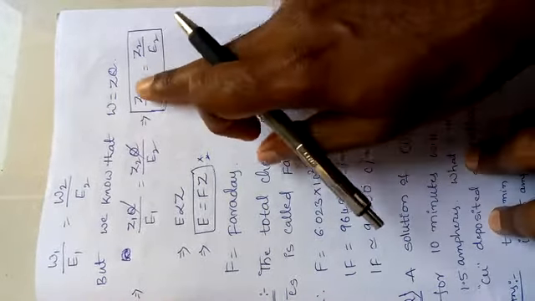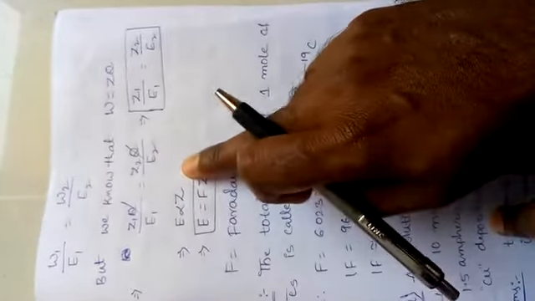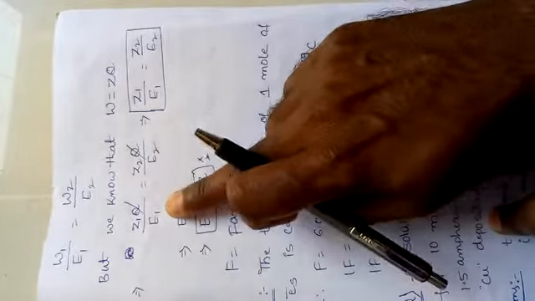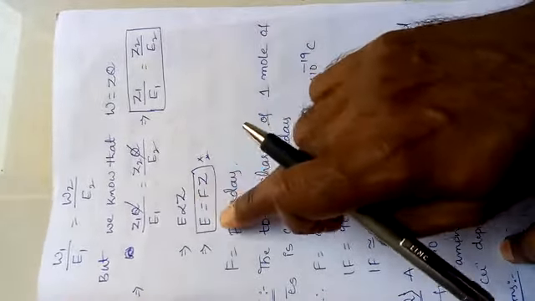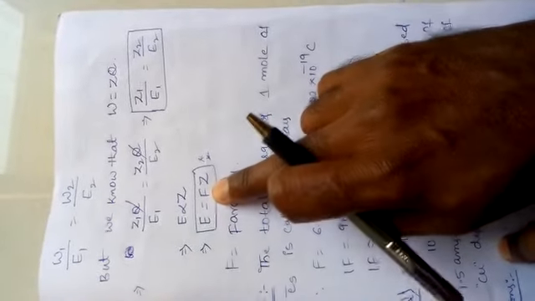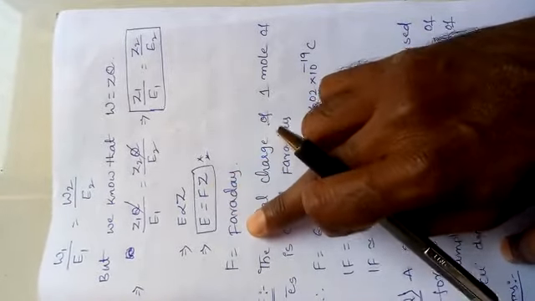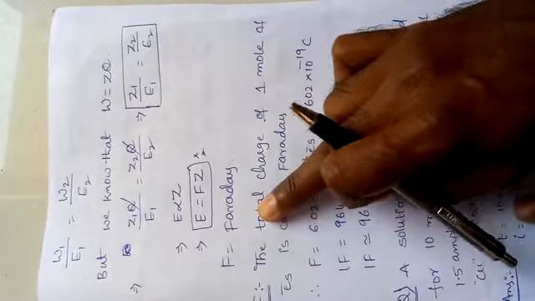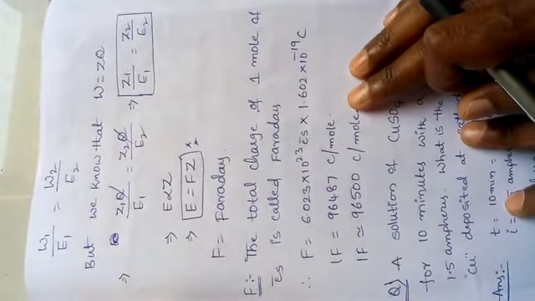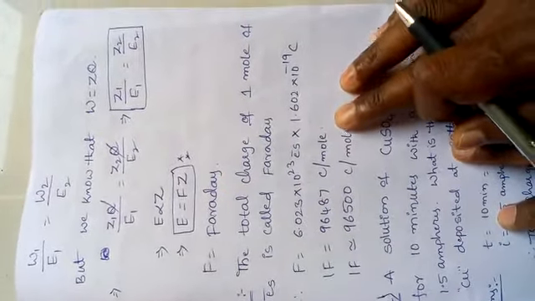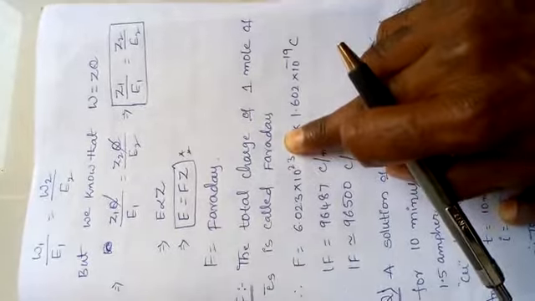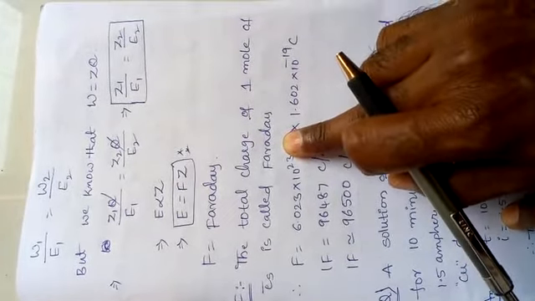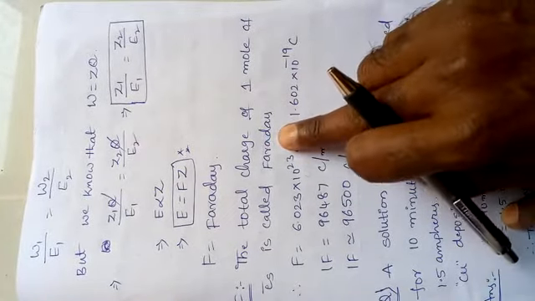According to this equation, E is directly proportional to Z. To remove this proportionality, we have to put in one constant, that is F. Here F is equal to Faraday. What is the definition of Faraday? Simply, the total charge of 1 mole of electrons is called the Faraday.